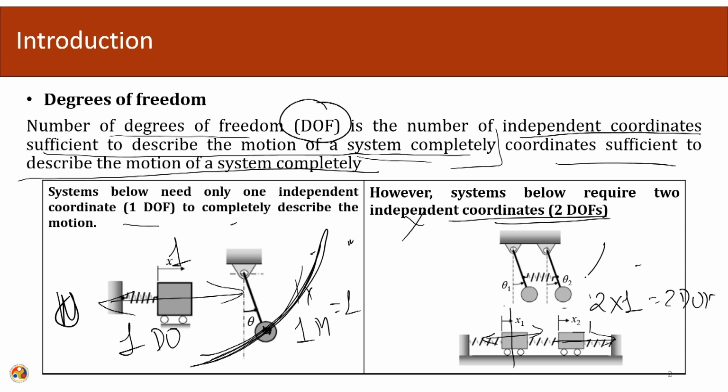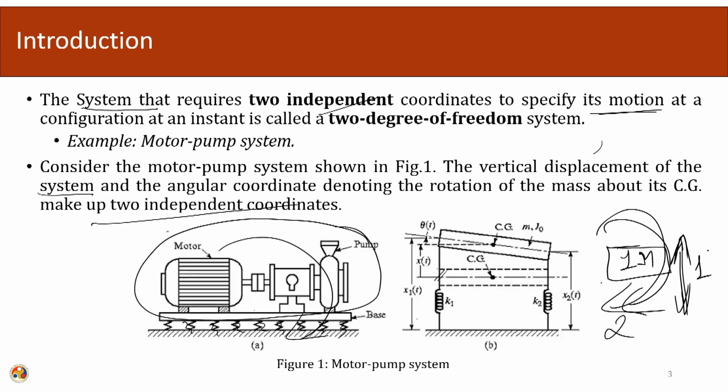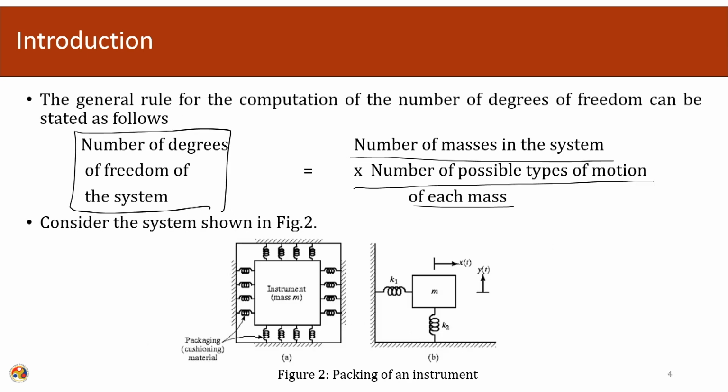Similarly, for the system with 2 masses, mass 1 and mass 2, both can rotate. So, 2 masses times 1 rotational motion for each of them, so it is a 2 degree of freedom system. So, this gives us a general rule of finding out the number of degrees of freedom for each mass.